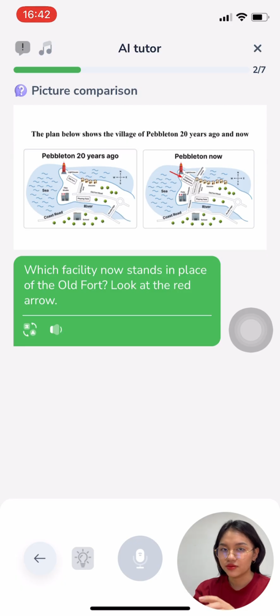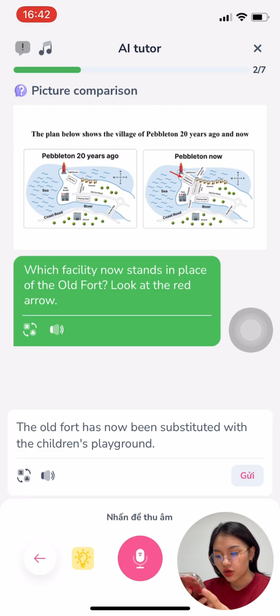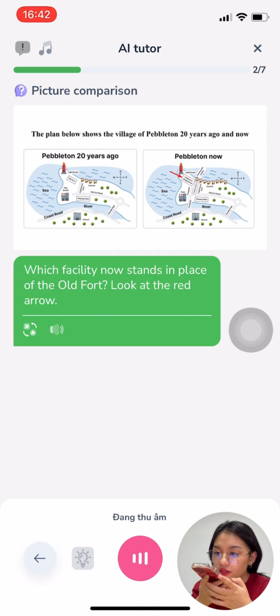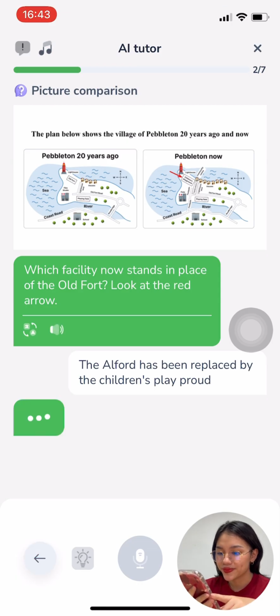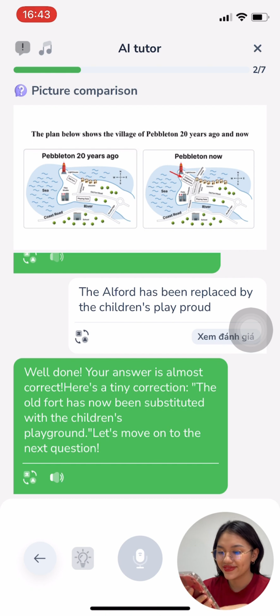Which facility now stands in place of the old fort? Look at the red arrow. The old fort has now been substituted. The old fort has been replaced by the children's playground. Well done. Your answer is almost correct. Here's a tiny correction. The old fort has now been substituted with the children's playground. Let's move on to the next question.